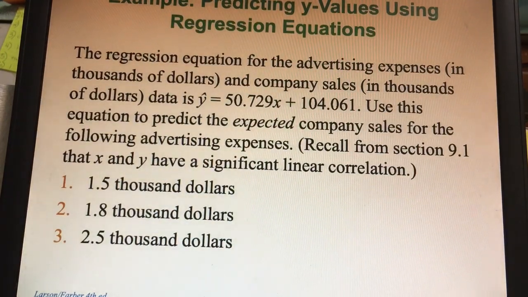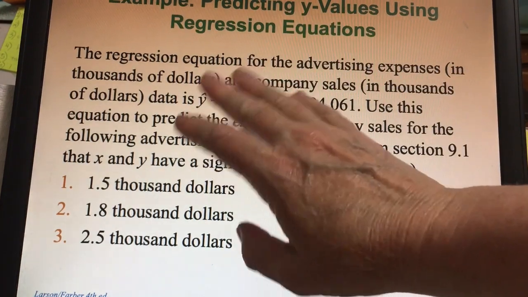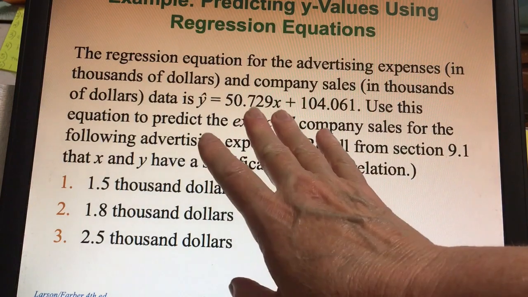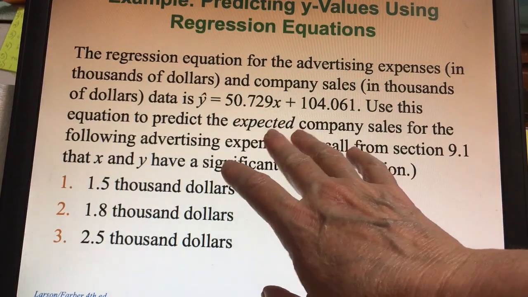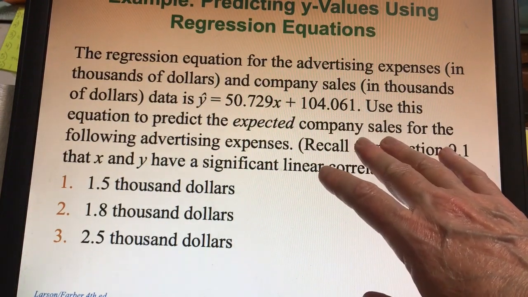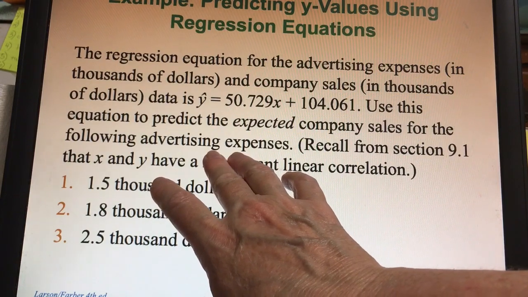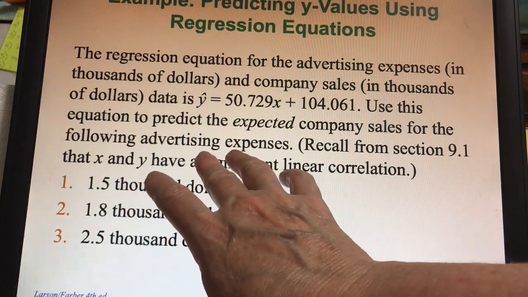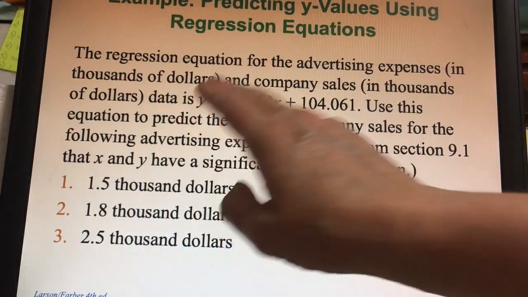So now the last skill is predicting Y values using our regression equation. We just found this regression equation. We figured out how to plot it, all those cool things, but now we're going to use this equation to predict the expected company sales, which is our Y value, for the following advertising expenses, which is our X value. So here we're entering an X and we're coming out with a Y. Enter the X here and come out with the Y.